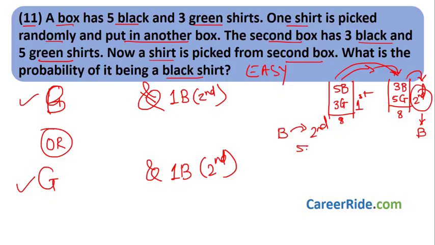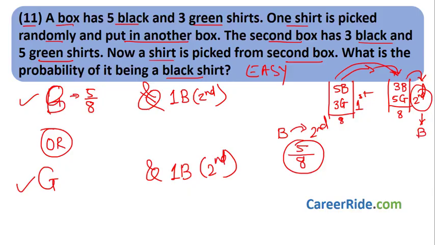There are 5 black shirts, I want black. So there are 5 black shirts divided by total number of shirts. 5 black plus 3 green is 8 shirts. That means probability of choosing a black shirt and putting it into the other box is 5 by 8. So this probability you got as 5 by 8.